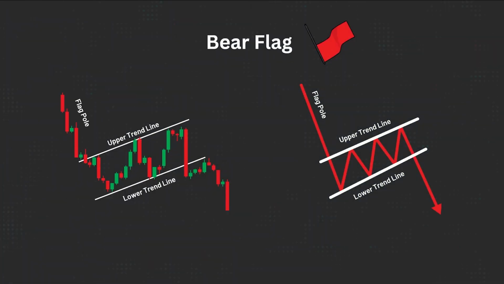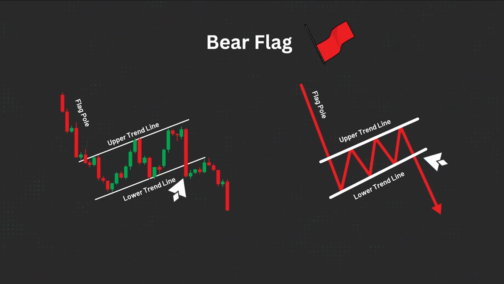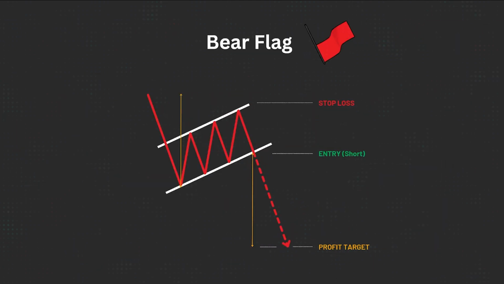It forms after a sharp downward movement and is formed by a brief consolidation phase where the price moves slightly higher in a narrow trend channel. The breakout signals continuation of the downtrend. The pattern is confirmed when the price breaks and closes below the lower trend line of the channel. The optimal trade is going short when the price breaks and closes below the lower trend line.